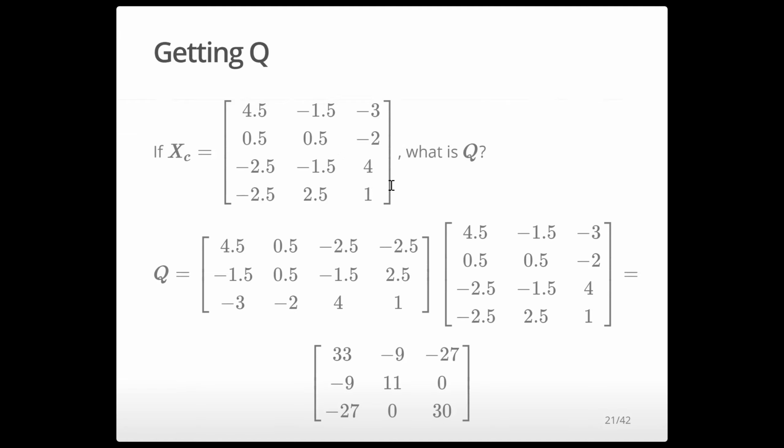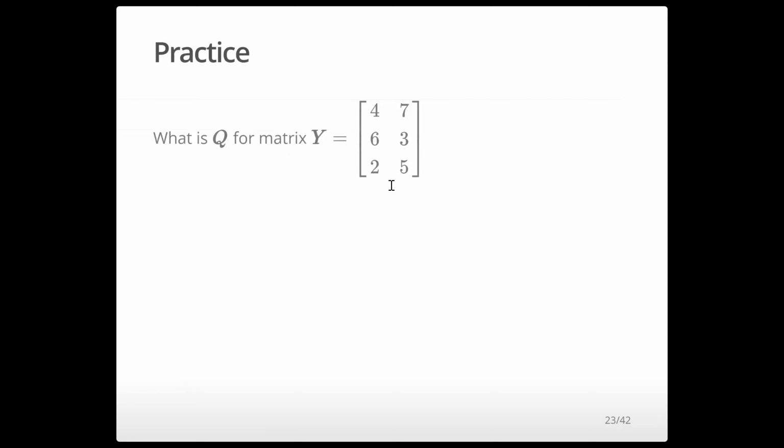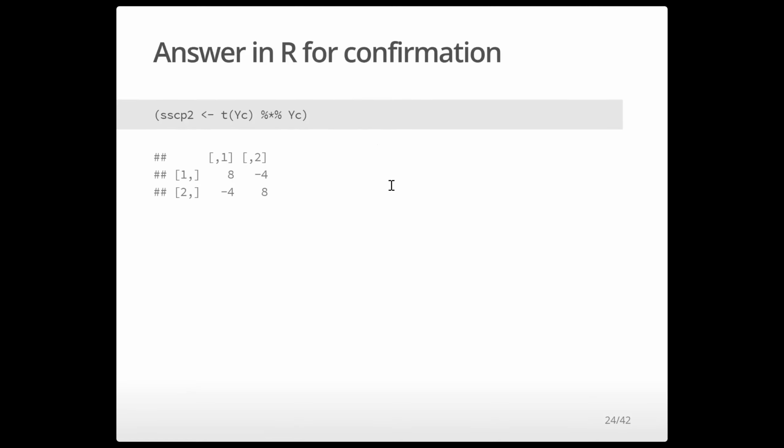So you can go ahead and practice this on the Y matrix if you want. First, the results in R for confirmation. So I'm just transposing XC and multiplying it by XC, and you get the same result. So you can go ahead and try that practice on the Y matrix here if you'd like. Again, I'll show you the answer on the next page. I'm not going to go through it the same way. So here's the answer, the SSCP or the Q matrix for Y.